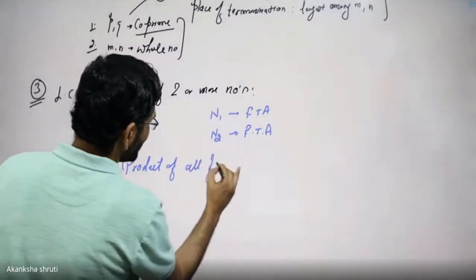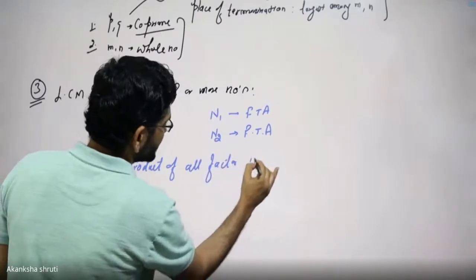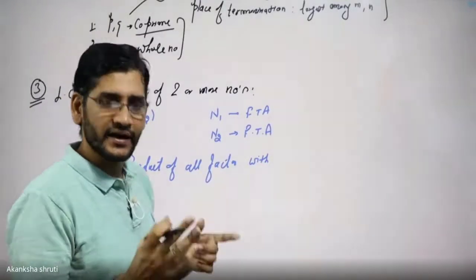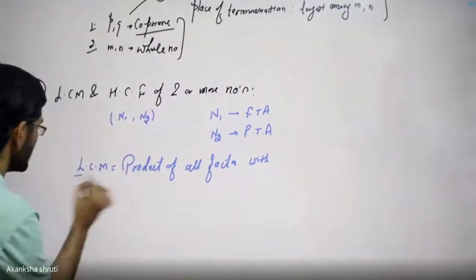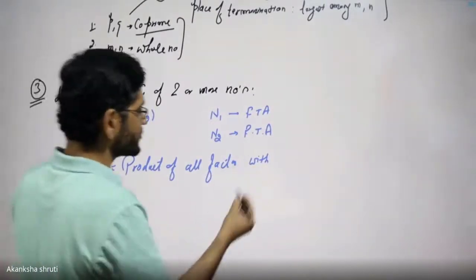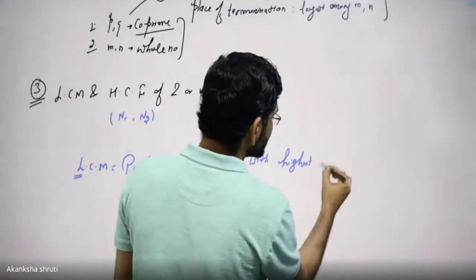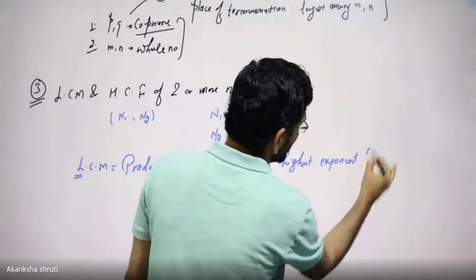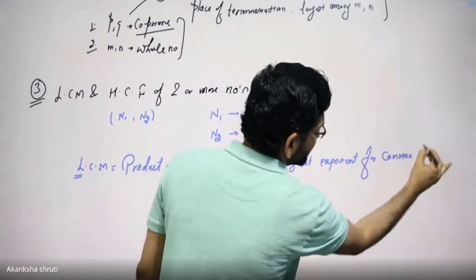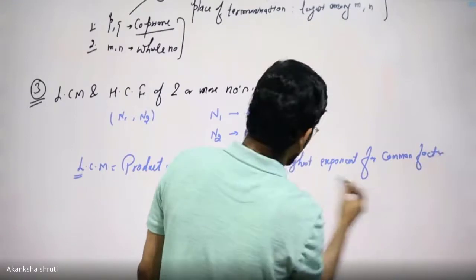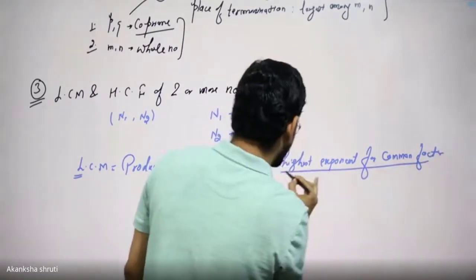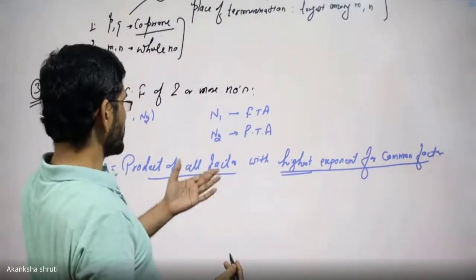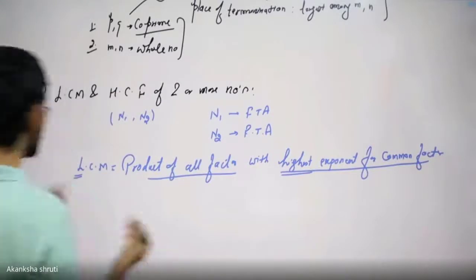all factors with one thing. If the factor is common, then we have to take their highest power. See, here it is the lowest one, lowest common multiple. We have to take with the highest or largest power or exponent for common factors. Okay, means if the factor is common, we have to take their highest. Otherwise, even those factors which are not common, those factors we also have to take.